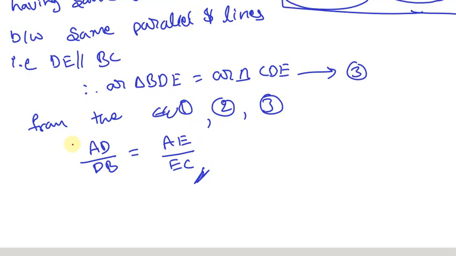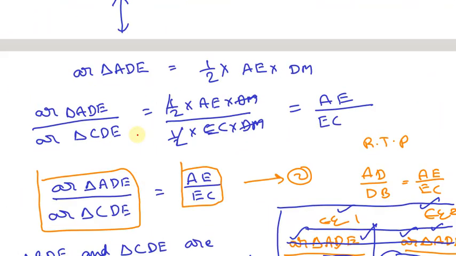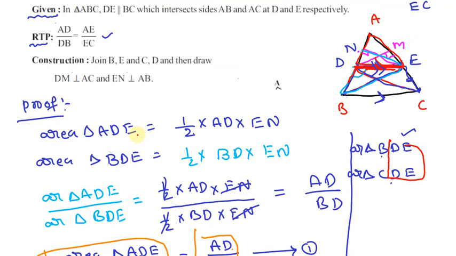So hence we proved that if a line is drawn parallel to one side of a triangle, intersecting the other two sides at two distinct points, then it divides the other two sides in the same ratio. That means AD by DB is equal to AE by EC.